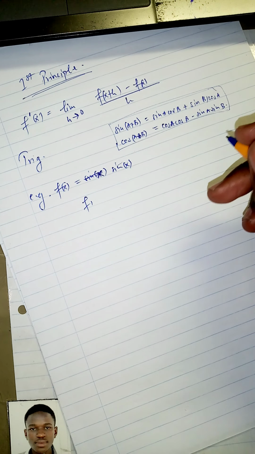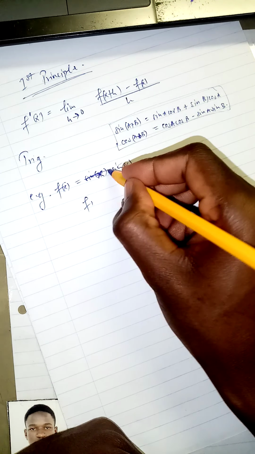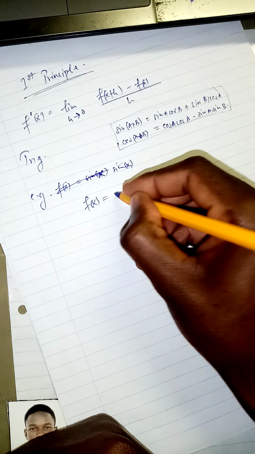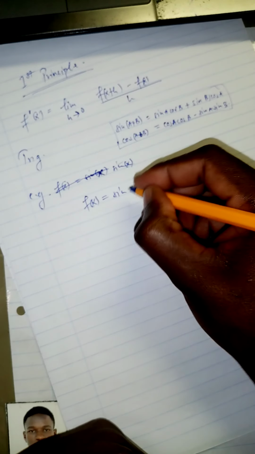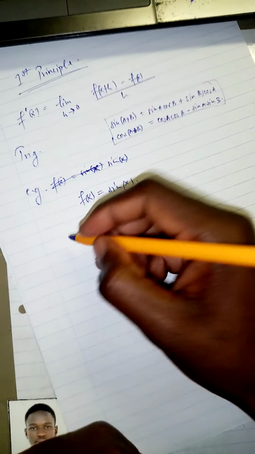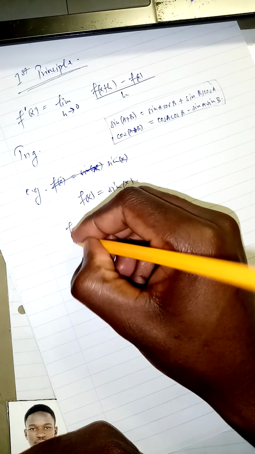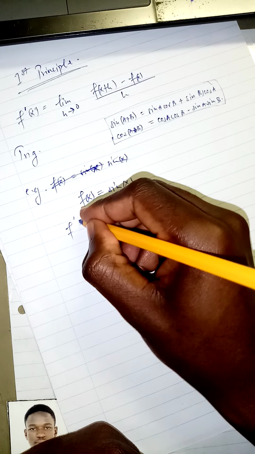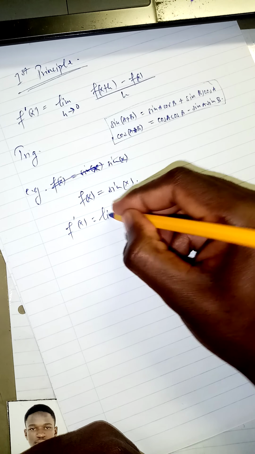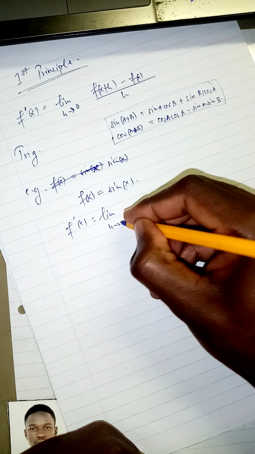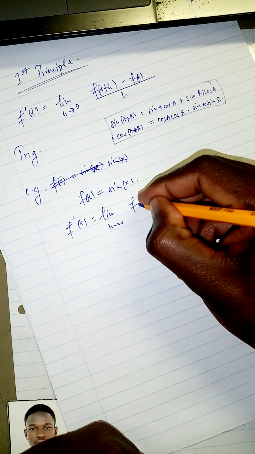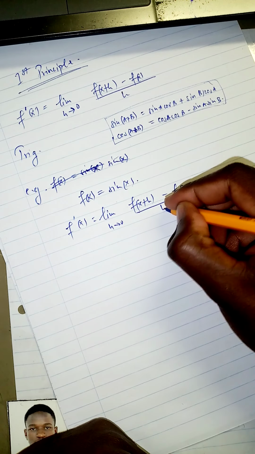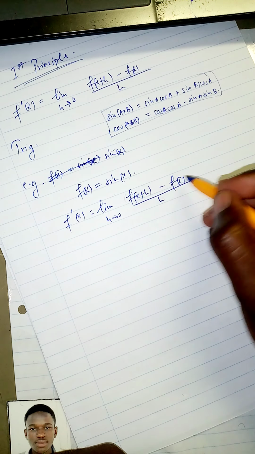So here we're doing an example, which is f of x equals sine x. With that, we're still going to do the same thing. We need f of x plus h. We write the formula first, which says it's the limit as h goes to 0 of f of x plus h minus f of x, everything over h. So we need f of x plus h and f of x.